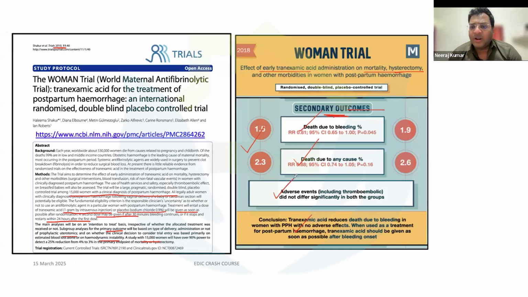And then they concluded that tranexamic acid reduces death due to bleeding in women with PPH with no additional adverse effects, and when used as a treatment for postpartum hemorrhage, tranexamic acid should be given as soon as possible after the bleeding onset. So this is all, in a nutshell, about the WOMAN trial. So go and read this WOMAN trial also.